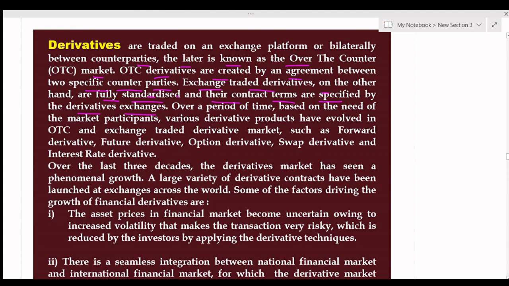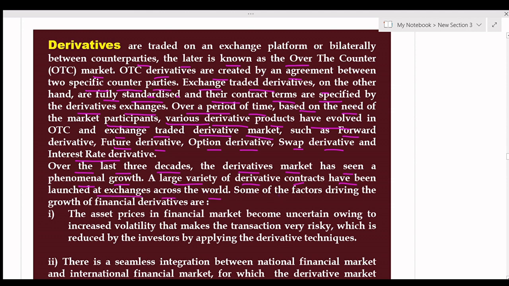Over a period of time, based on the need of market participants, various derivative products have evolved in the OTC and exchange traded derivative markets, such as forward derivatives, future derivatives, option derivatives, swap derivatives, and interest rate derivatives. Over the last 3 decades, the derivative market has seen phenomenal growth. A large variety of derivative contracts have been launched at exchanges across the world.